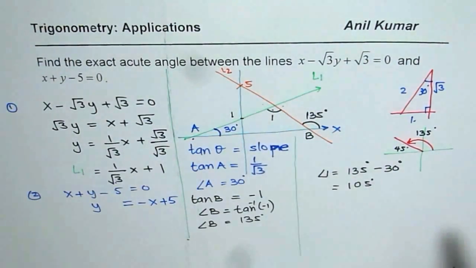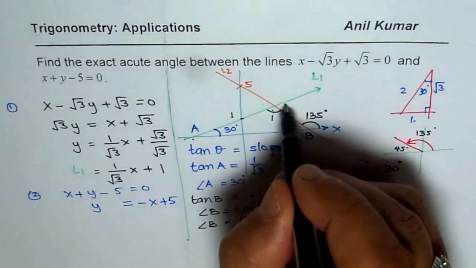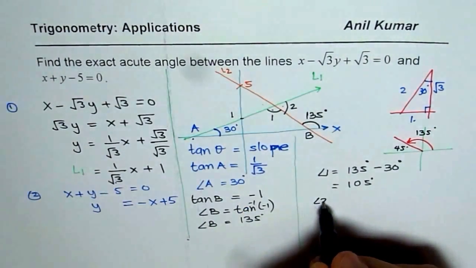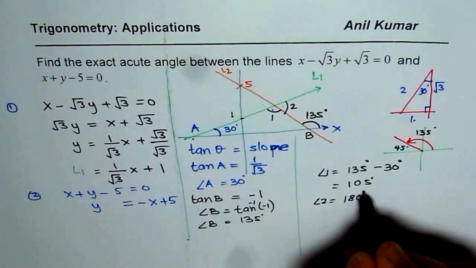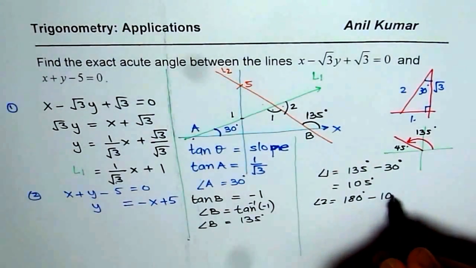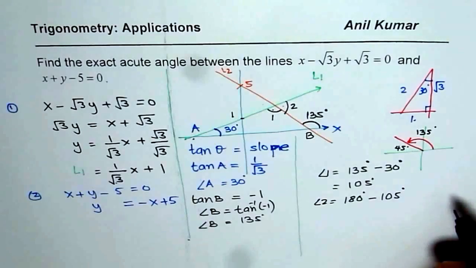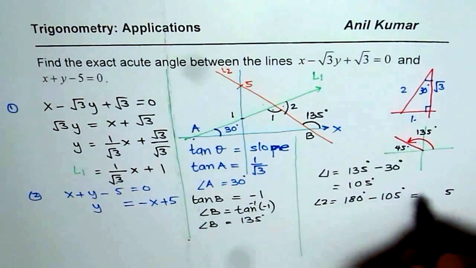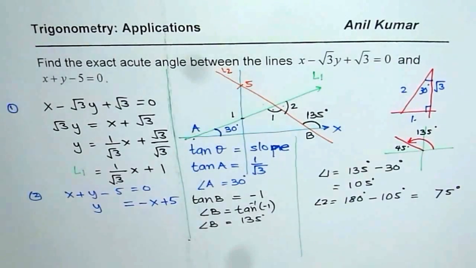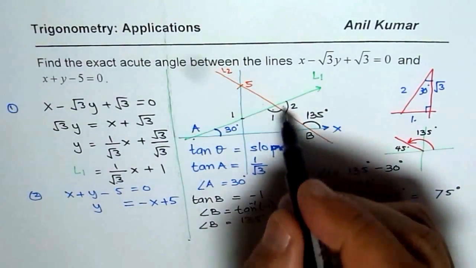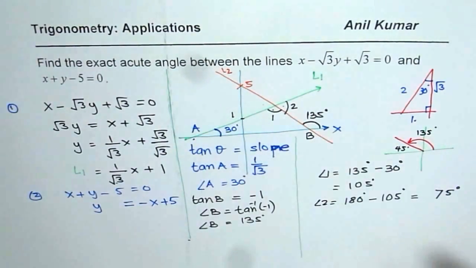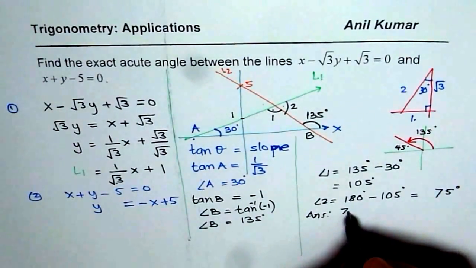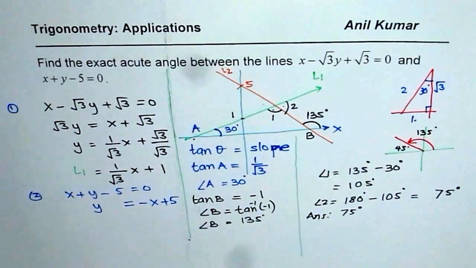Clearly this is not the acute angle we are looking for, so it's probably this angle. That is angle 2 for us. We'll say angle 2 is 180 degrees minus 105 degrees, and that gives us 75 degrees. So 75 degrees is the angle between the lines. We write our answer: the angle between the lines is 75 degrees.